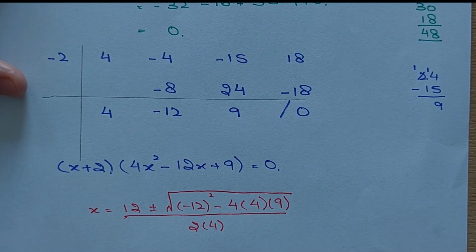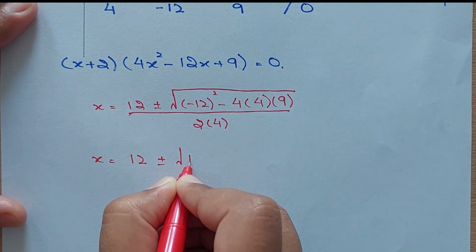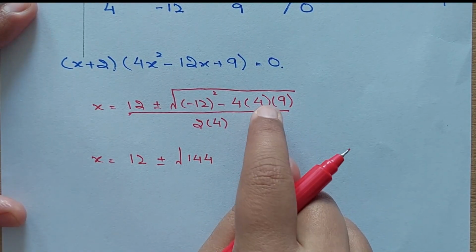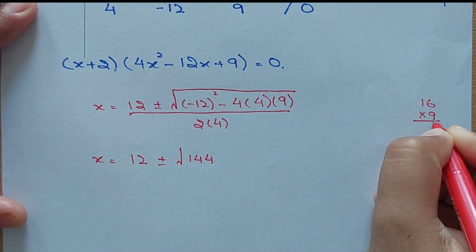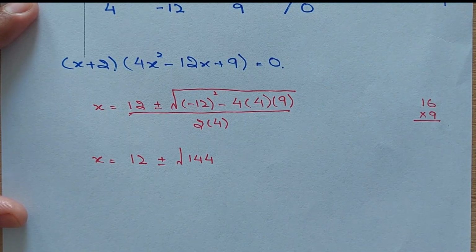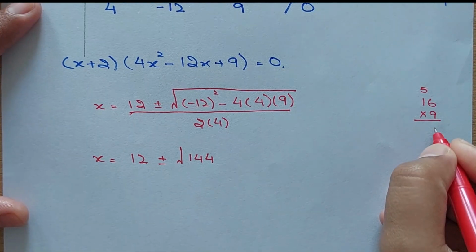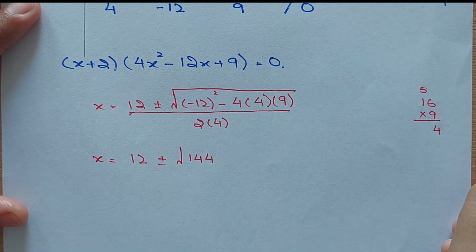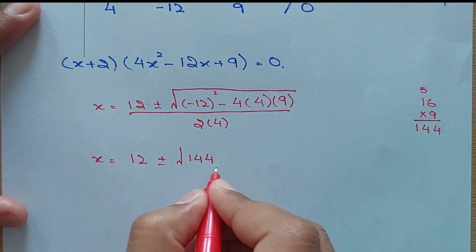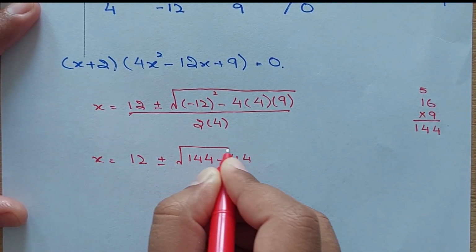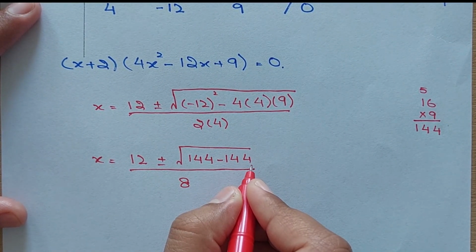The calculator is not allowed, so we have 12 plus or minus square root. 12 square is 144. 4 times 4 is 16, and 16 times 9 we have to do. 16 times 9 is 144. So 144 minus 144 is 0, and the square root of 0 is just 0, divided by 2 times 4 is 8.